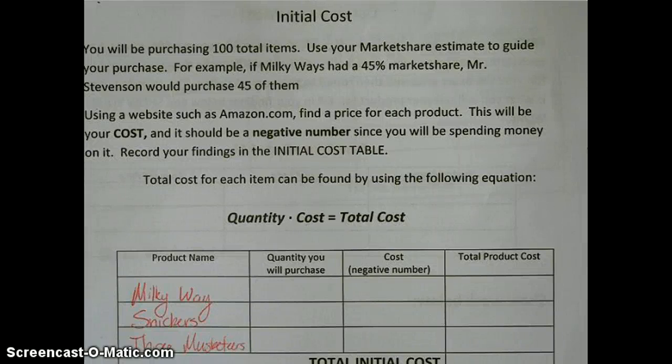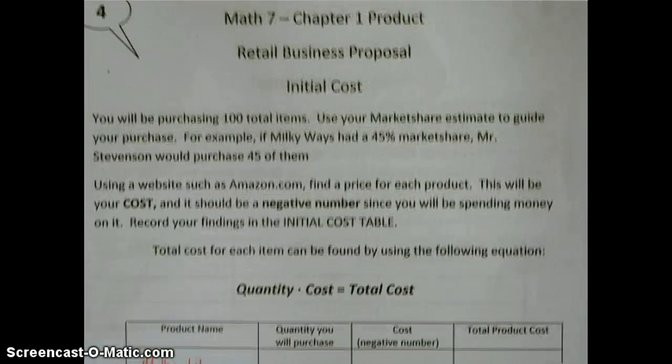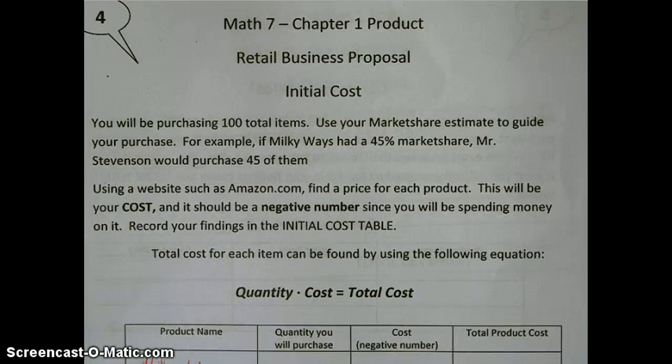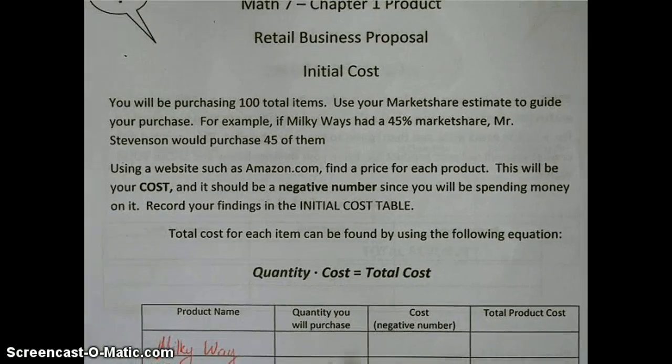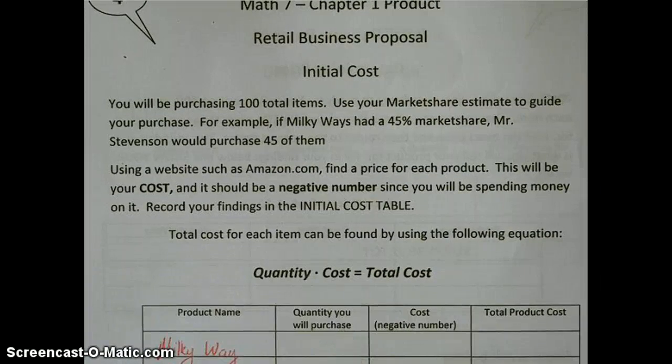Okay, so now we're going to look at part 4. There's the part 4, which is the initial cost. We want to find out, we're going to buy these things so we can resell them. In my case, candy bars. So notice the quantity you will purchase. Now it tells you this in here.